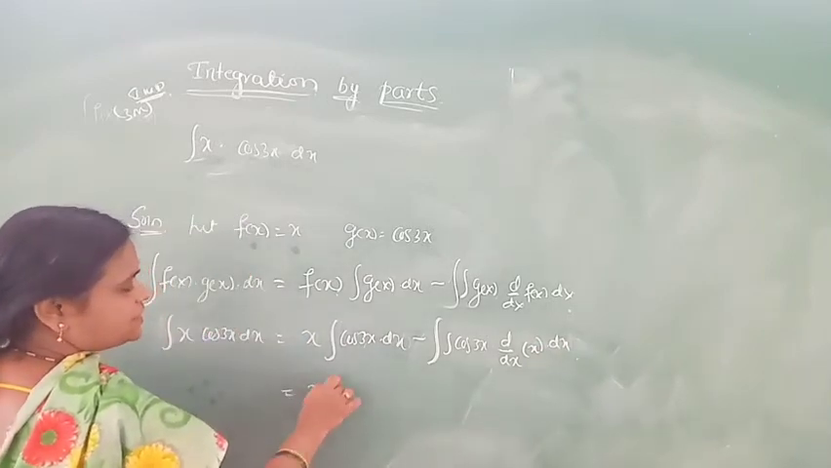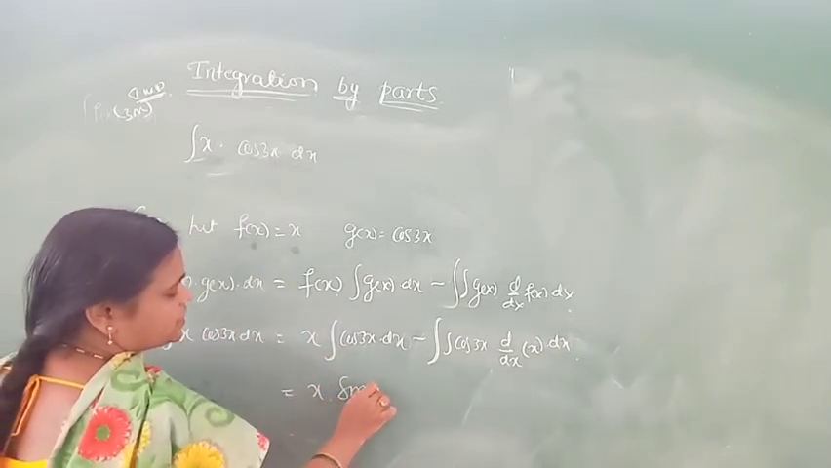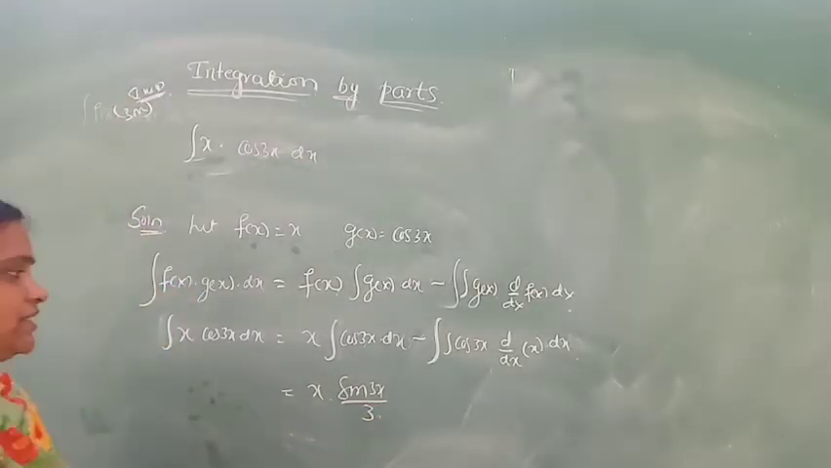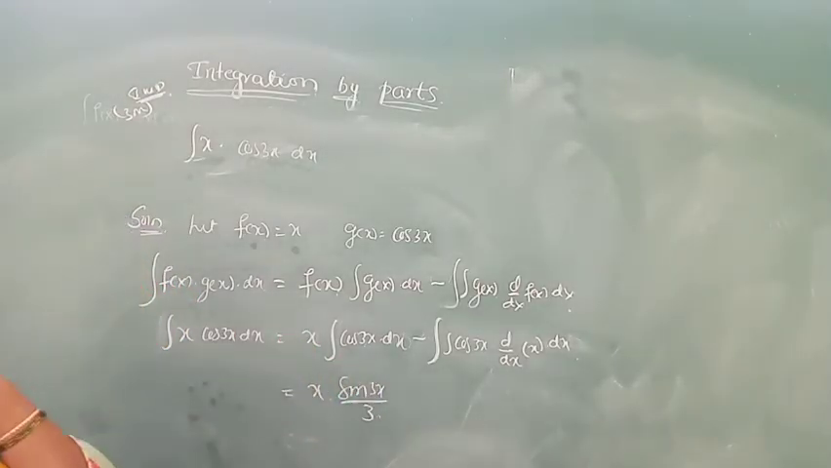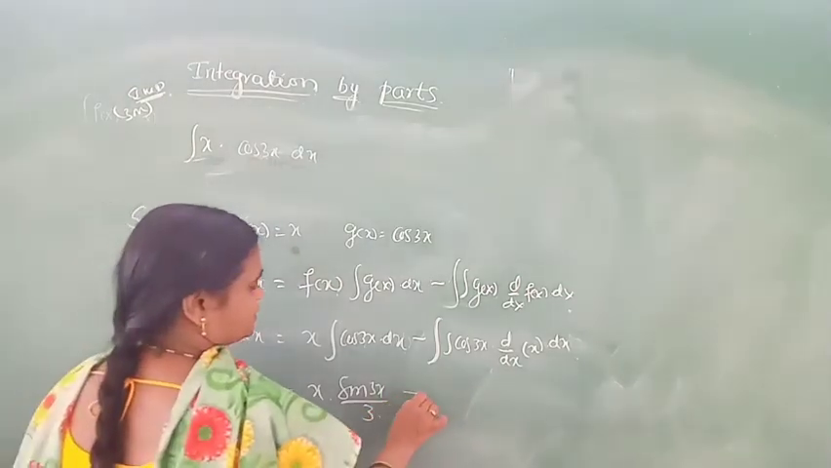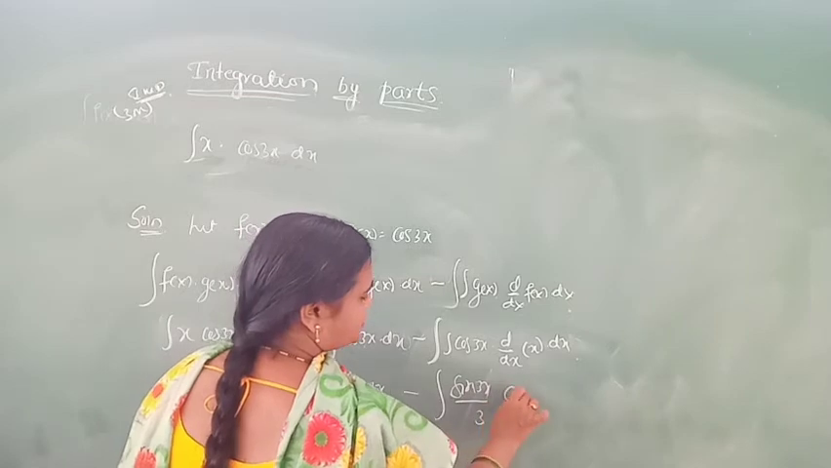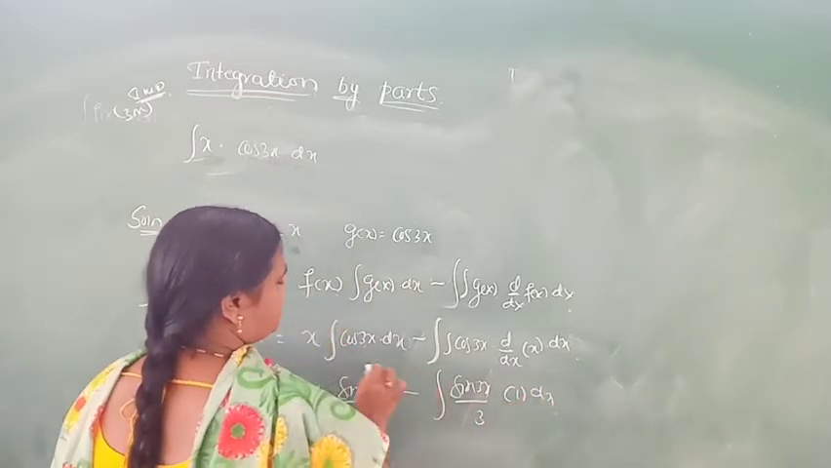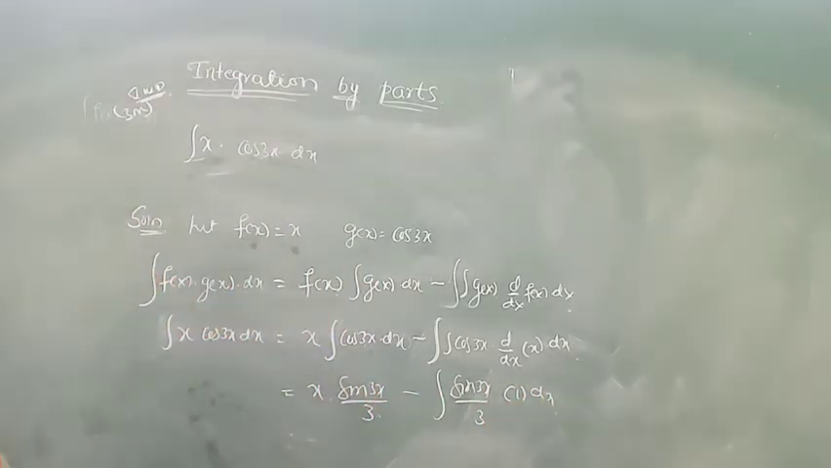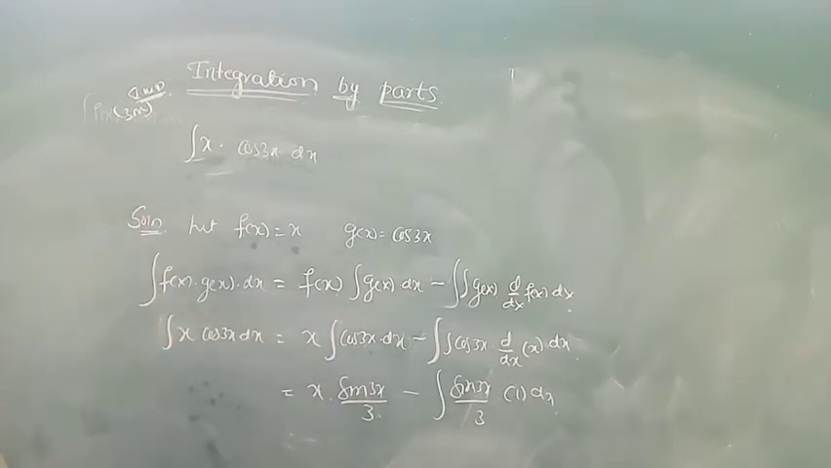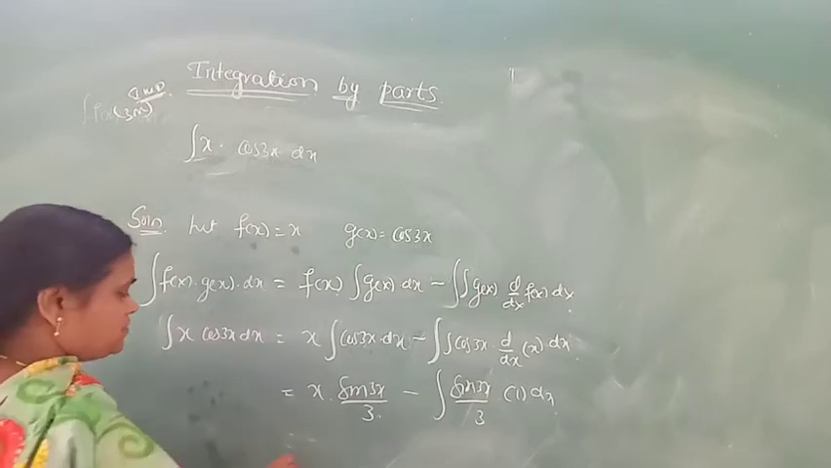x as it is, integration of cos 3x, how to write? Sin 3x by 3. Already we know that, the integration method. Minus integration of sin 3x by 3, derivative of x is 1, dx. Whenever x is multiplied by a constant, that constant we always take in the denominator in integration. Okay, already we studied this one.